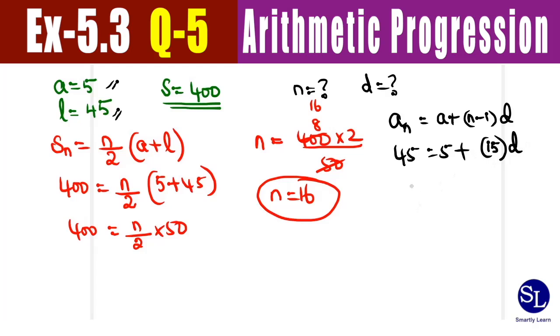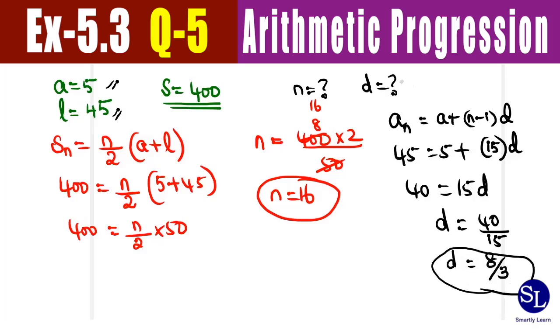So let's subtract here. So 40 is going to be equal to 15d, or d is equal to 40 by 15. You can simply divide by 5 and write it in simplest form as 8 by 3. So the value of d is 8 by 3.